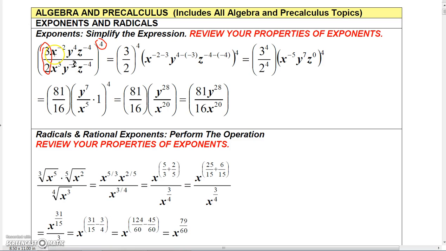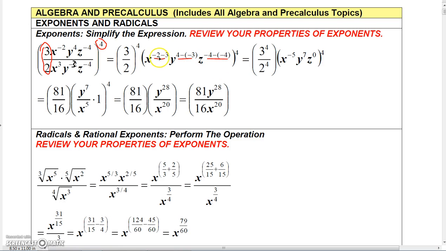When you divide like bases with exponents, you take the numerator exponent minus the denominator exponent. So x to the minus 2 divided by x cubed is x to the minus 2 minus 3. And then y to the fourth divided by y to the minus 3 would be y to the 4 minus negative 3. And then z to the negative 4 divided by z to the negative 4 would be z to the negative 4 minus negative 4.